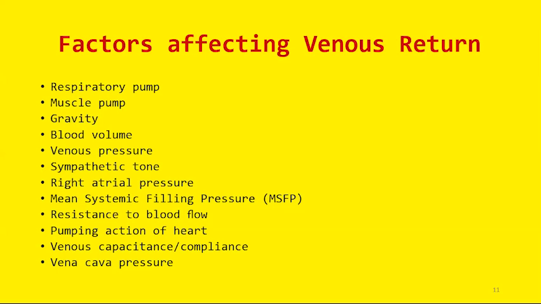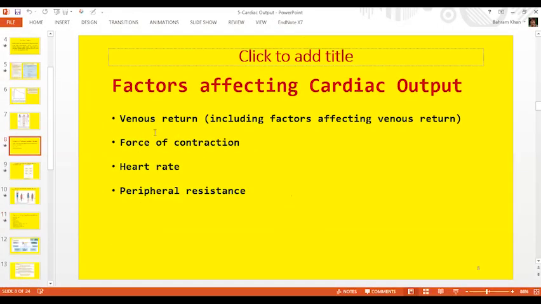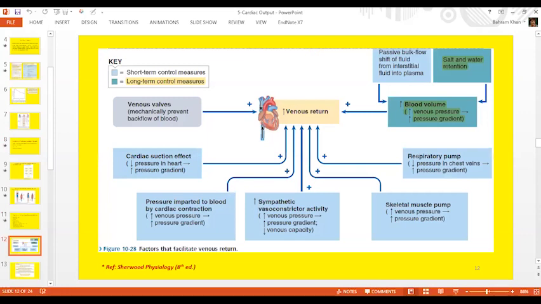So we have discussed the four factors that affect cardiac output. Heart rate directly affects cardiac output. Force of contraction of the heart directly affects cardiac output, and venous return directly affects cardiac output. These three factors directly affect cardiac output, and peripheral resistance inversely affects it. And all the factors that affect venous return will eventually affect cardiac output as well. So this is the summary.